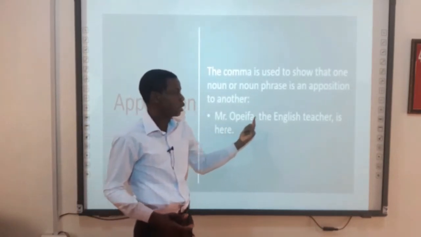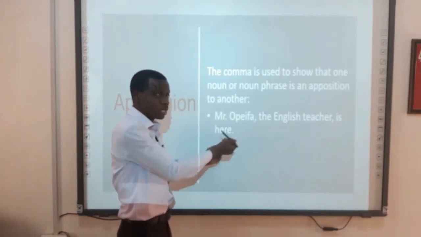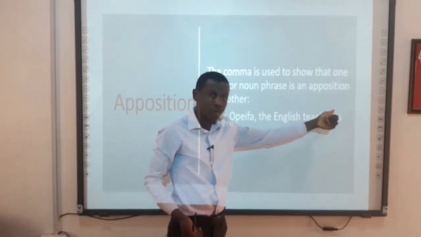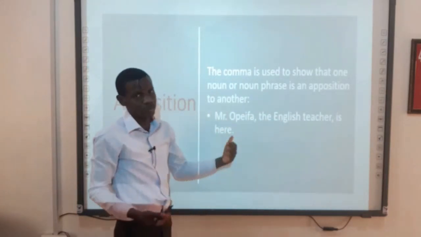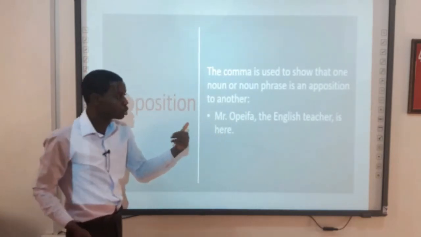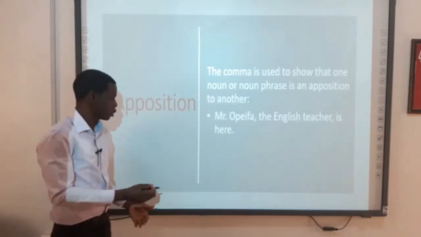Now, Okpeifa is the English teacher. So we have a comma to separate. Now, your comma will separate the name, okay, and then the appositive too must be separated from the verb. However, if it comes last, of course, you just drop a full stop there. So the comma is used there to separate the appositive noun from the subject or the object. So let's move on to the next one.